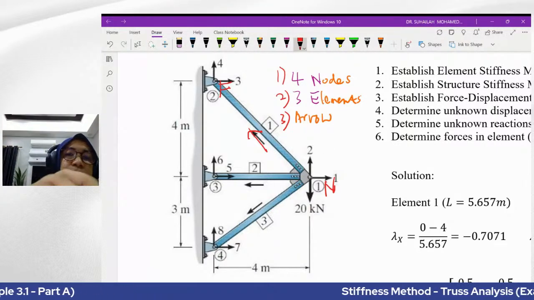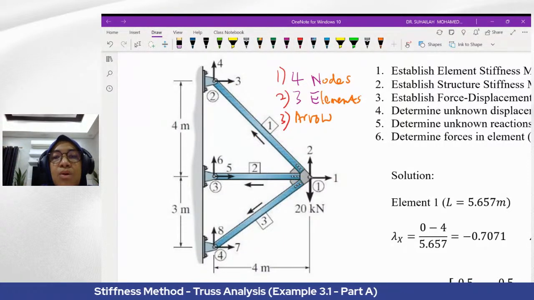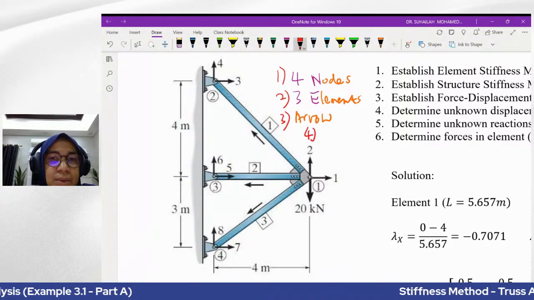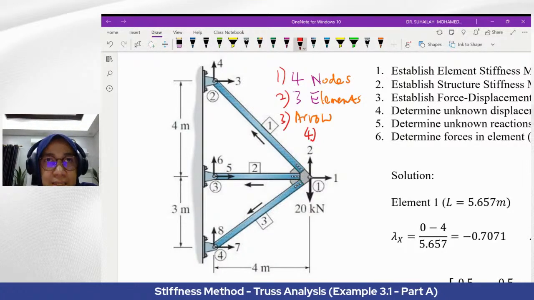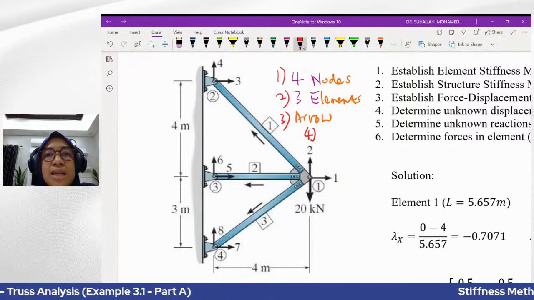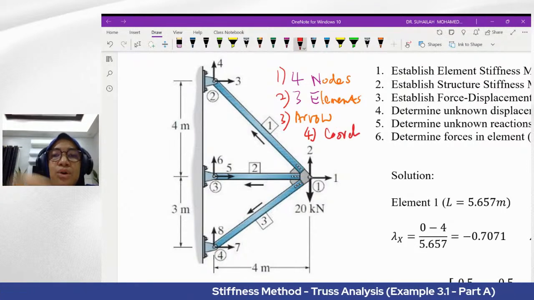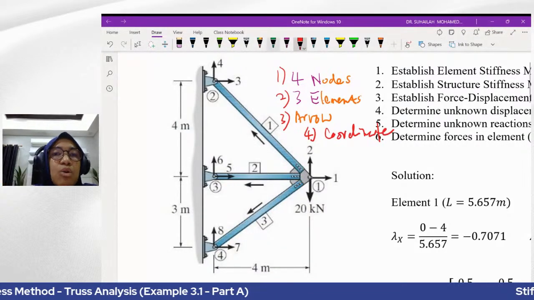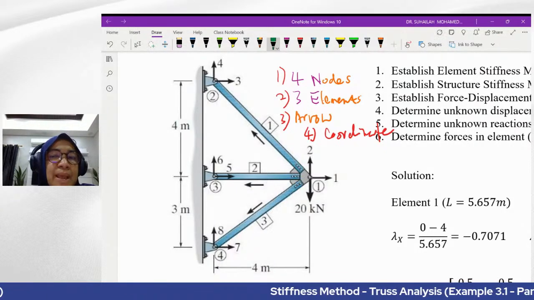Okay, so beside these three, we have to put number four. What is another important criterion that we must put into the diagram before we can start to analyze the element stiffness matrices and the structure stiffness matrix? It is coordinate. And always remember, we will put coordinate based on the global system. We will put coordinate at each node.